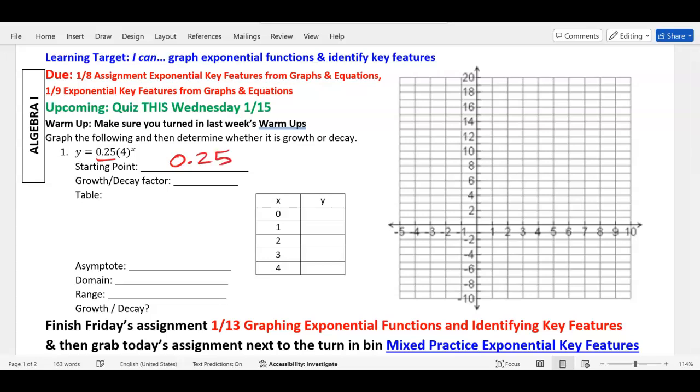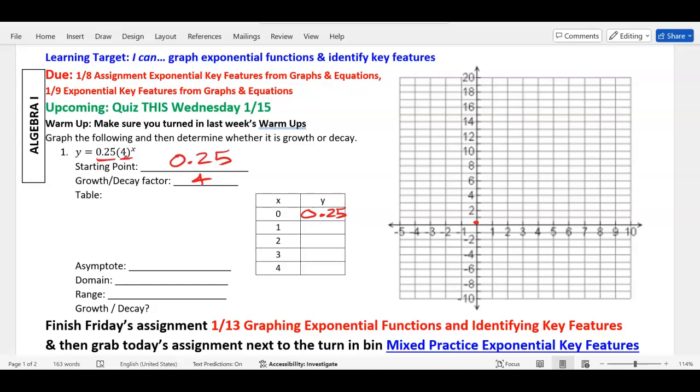So the starting point for this equation is always the first number, 0.25. That means 0.25 is when x is 0 on your table. So on your graph, now I know you don't have a graph on your warm-up sheet, so you could sketch this, or whatever. But 0.25 is like 1/4 of the way up. It's like right above 0, right? Now, what's the factor? What's the rate? Okay. So the second number is your rate, your growth or decay factor, and it is 4, right? So it's multiplying by 4 each time.